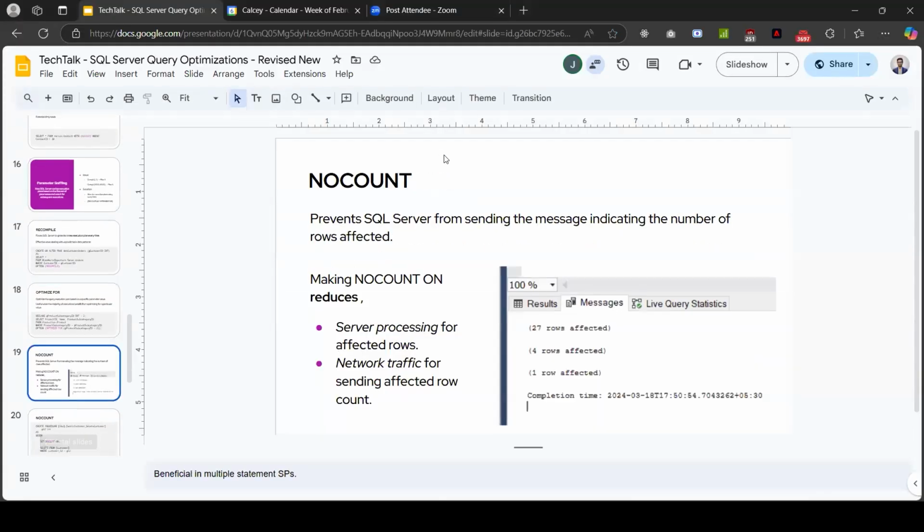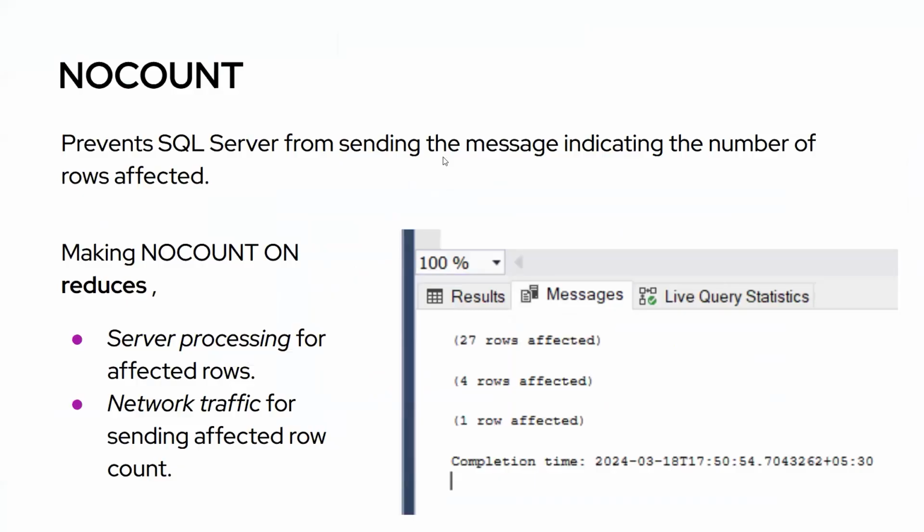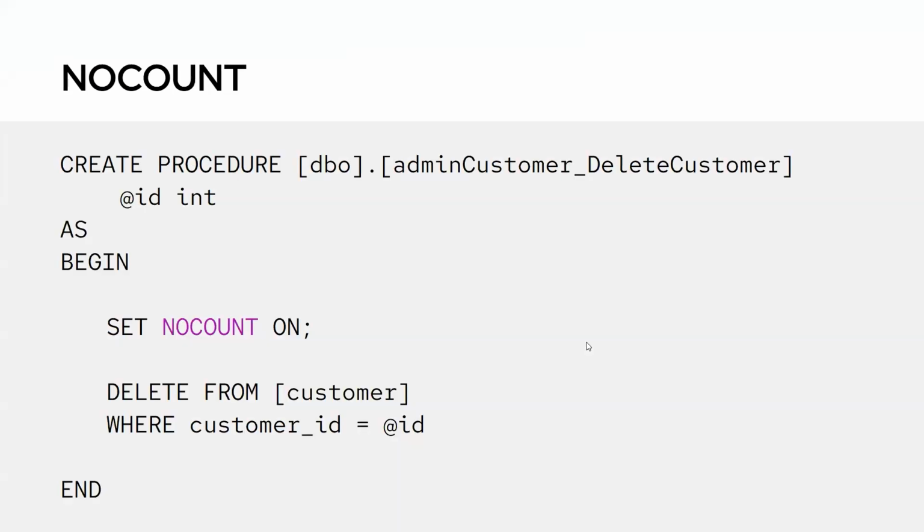SET NOCOUNT ON prevents SQL Server from sending the message indicating the number of rows affected. I think you have seen that the row count is displayed in the Messages tab in SQL Server Management Studio when we run a query. When we set NOCOUNT ON, it won't perform that processing for rows affected. So this is not a hint, this is a setting. Sorry, this is a setting.